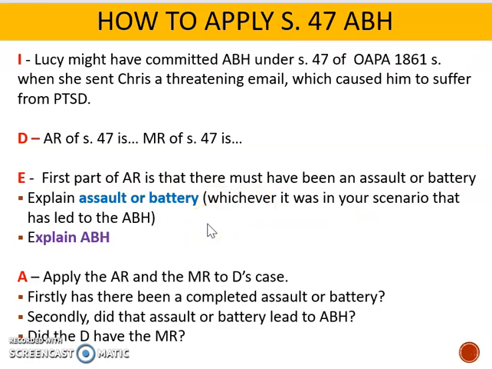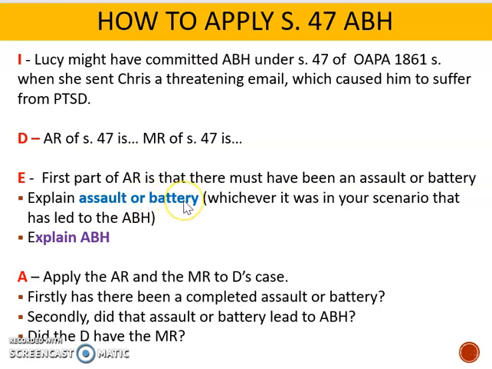So in this Chris scenario, it was an assault because it was a threatening email, which has led to post-traumatic stress disorder. So I would explain the actus reus of assault is an act which causes the victim to apprehend the infliction of immediate unlawful force. The mens rea of assault is intentional recklessness as to whether the victim apprehends the infliction of immediate unlawful force. And then I would go through all of my assault cases.